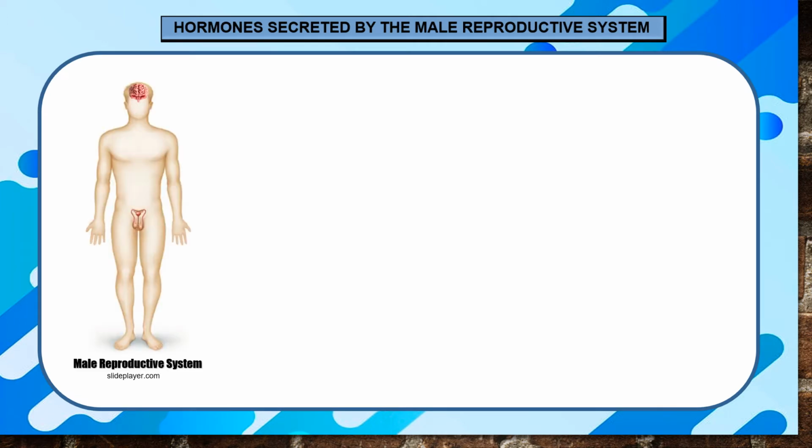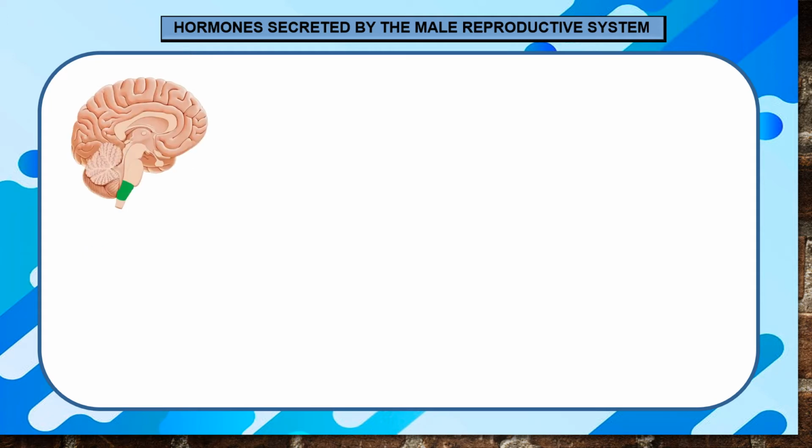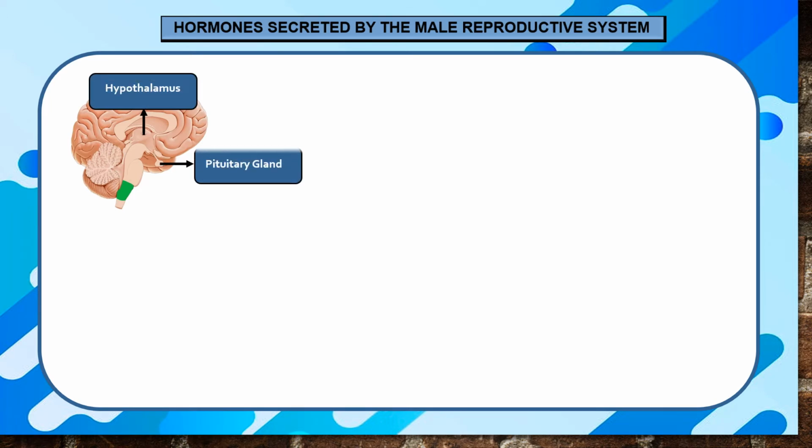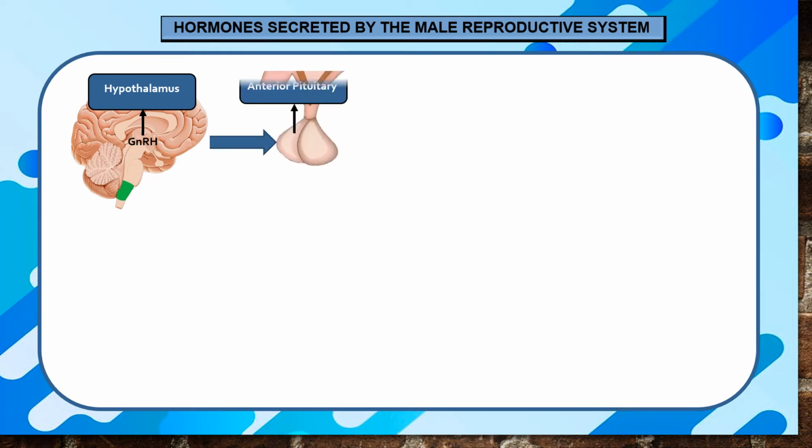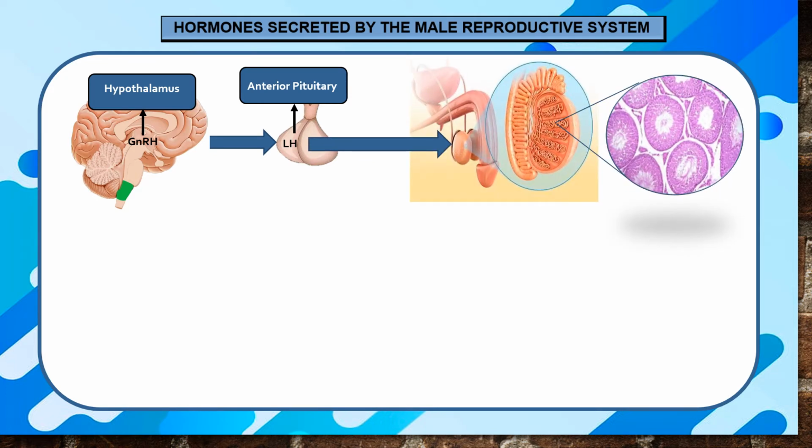Let us begin the journey of male reproductive hormones in the brain. Looking at the part of the diencephalon, we can find the hypothalamus and the pituitary gland. During puberty, the hypothalamus starts secreting GnRH, or gonadotropin-releasing hormone. It travels to the anterior pituitary gland, which stimulates the secretion of two important hormones. These are FSH, or follicle-stimulating hormone, and LH, or luteinizing hormone. These two hormones have separate functions and travel into the testes.